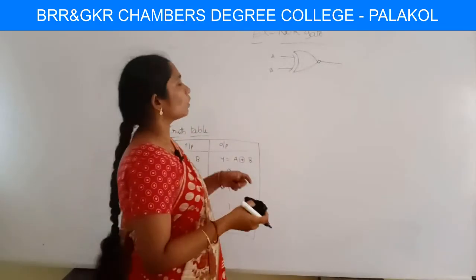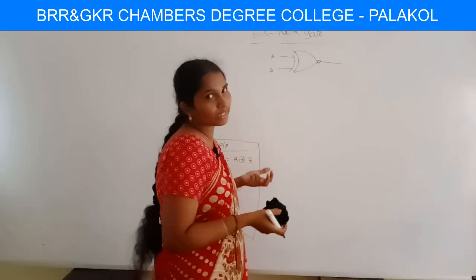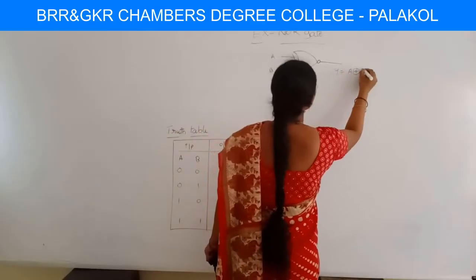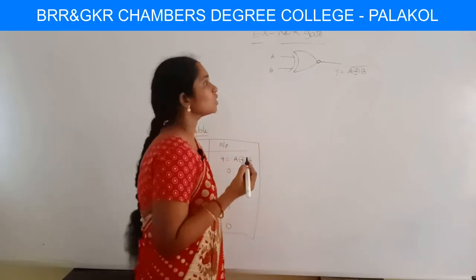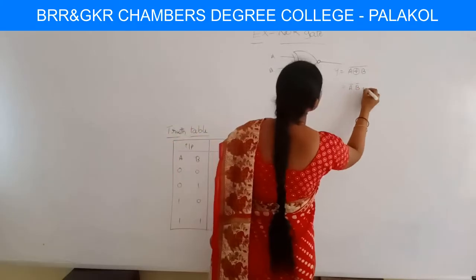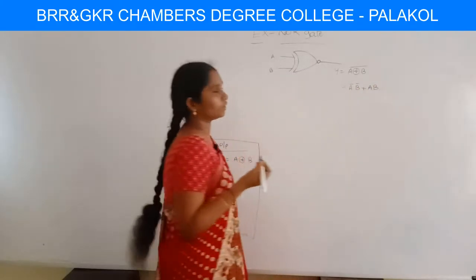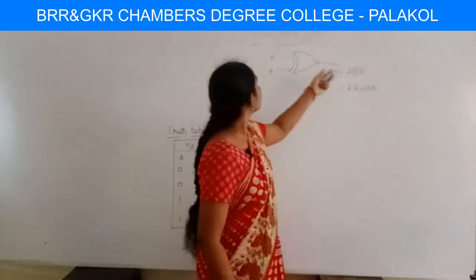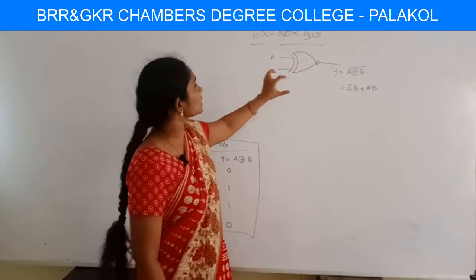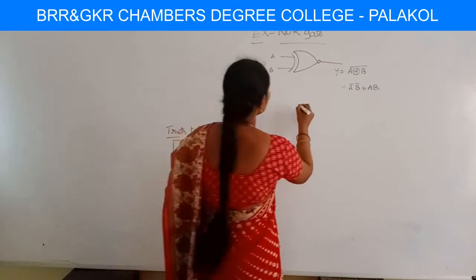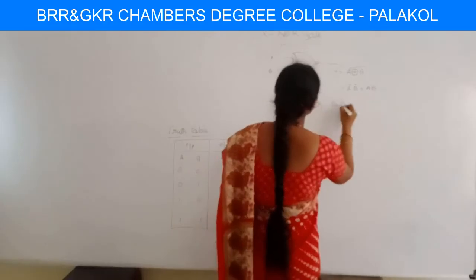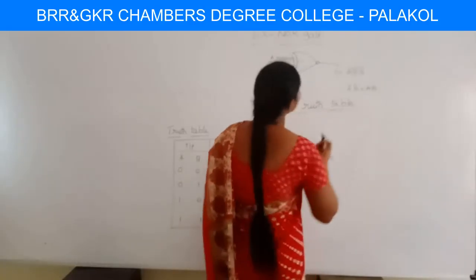XNOR is nothing but the complement of the XOR gate. So here Y is equal to the complement of A XOR B, that is nothing but A bar B bar plus AB. Okay, so this is the equation of this XNOR gate. Now we will derive the truth table for this XNOR gate.